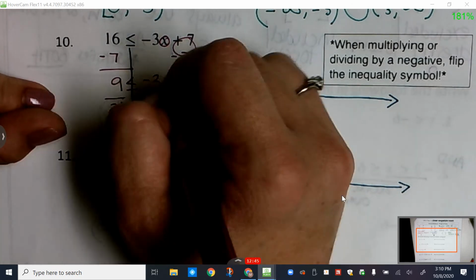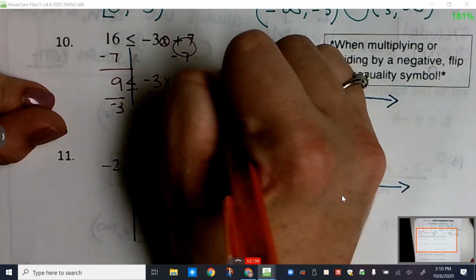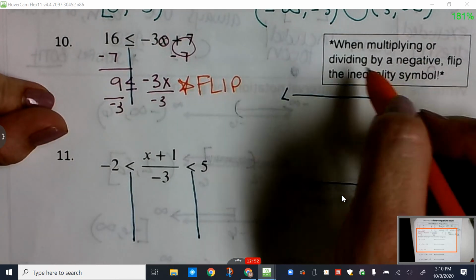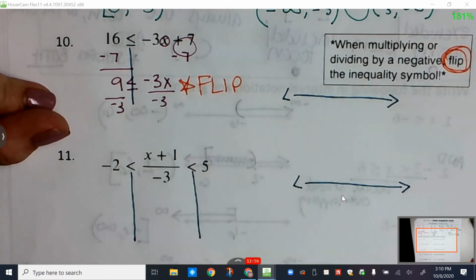Now freeze. You have to flip your symbol. If you don't remember, when multiplying or dividing by a negative, you have to flip your inequality symbol. So let's flip it.